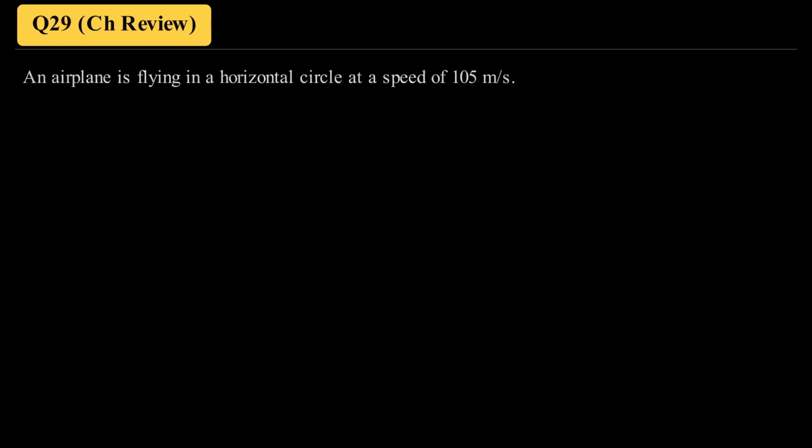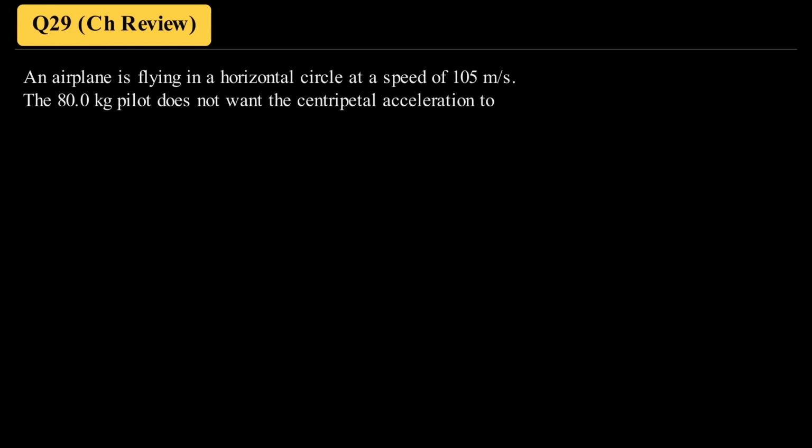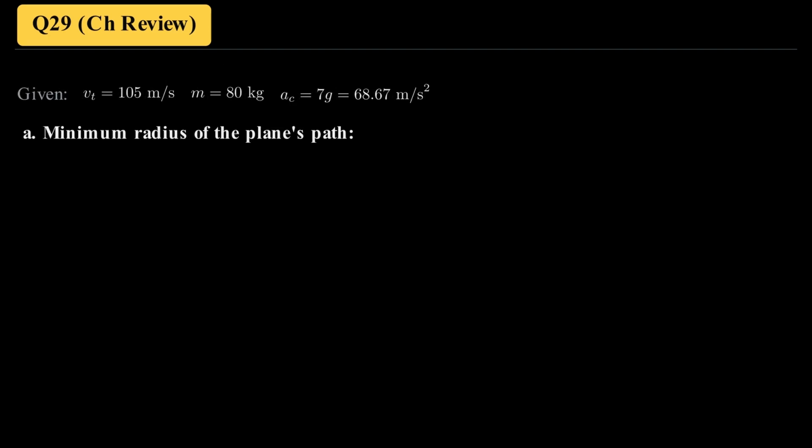We have question 29, chapter review. An airplane is flying in a horizontal circle at a speed of 105 meter per second. That is Vt. The 80 kilogram pilot, that is the mass of the pilot, doesn't want the centripetal acceleration to exceed 7 times free fall acceleration. Free fall means gravity. So what does that mean? That means Ac is equal to 7g. Now 7 times gravity, 9.81, is going to be 68.67 meter per second squared.